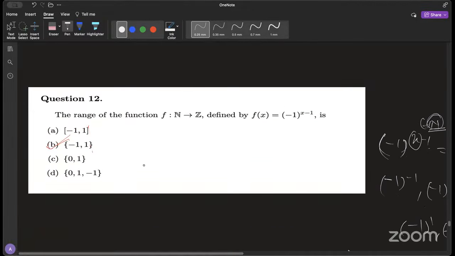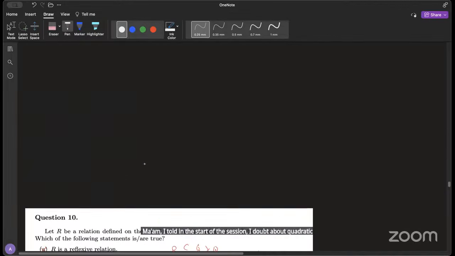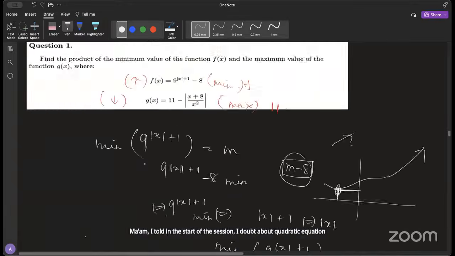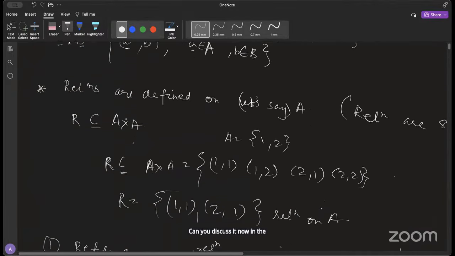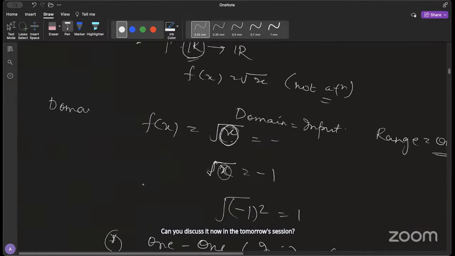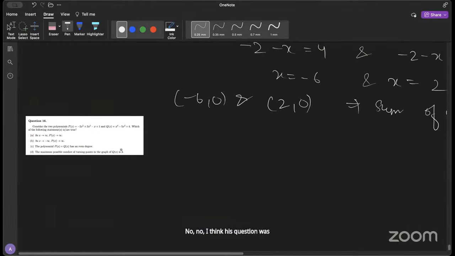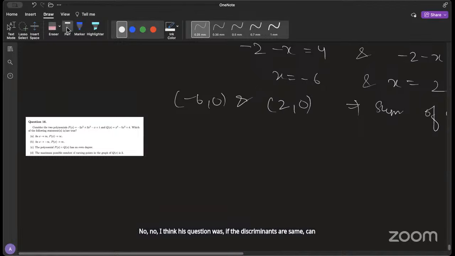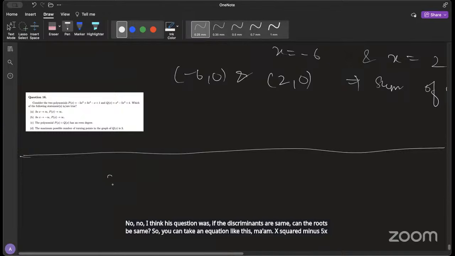Ma'am, I mentioned at the start of the session a doubt about quadratic equations. Can we discuss it now or in tomorrow's session? I think his question was, if the discriminants are the same, can the roots be the same? So you can take an equation like this, ma'am: x squared minus 5x plus 6.